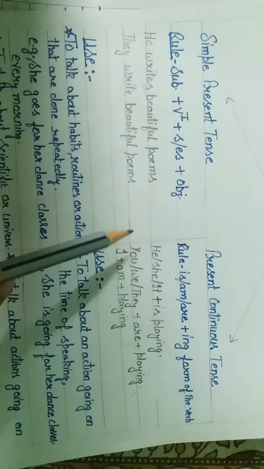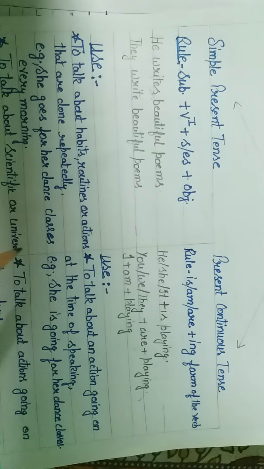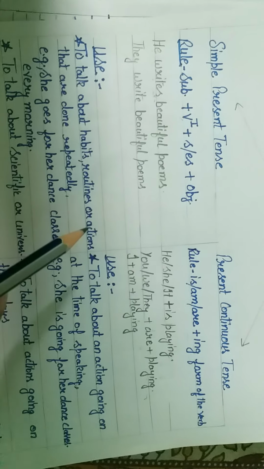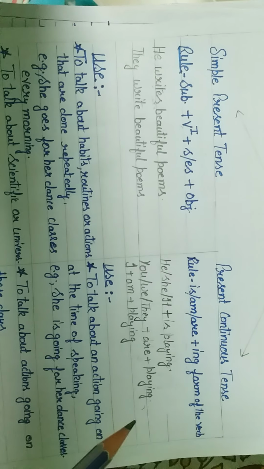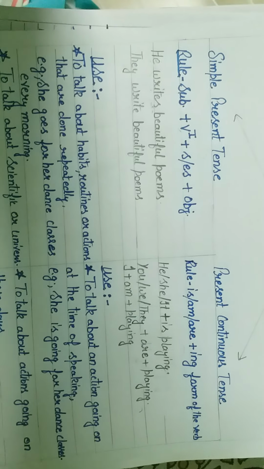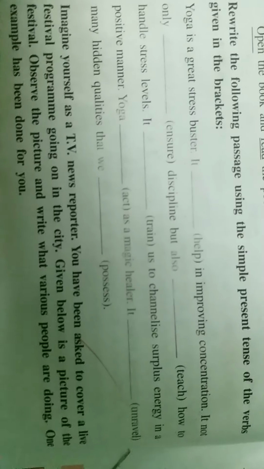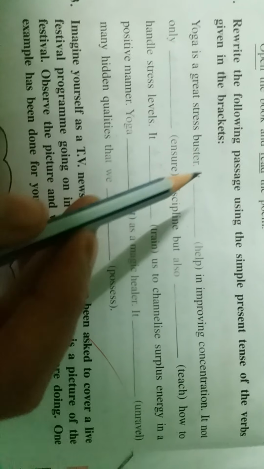The main difference between simple present and present continuous is that simple present only talks about habits, routines, scientific truth and imperative sentences, about order, request, advice, and present continuous talks about the actions which are happening now. So let's take an example from the worksheet of our PB.